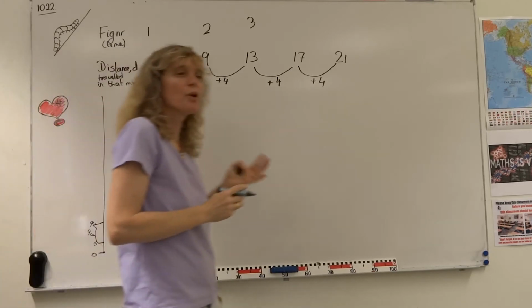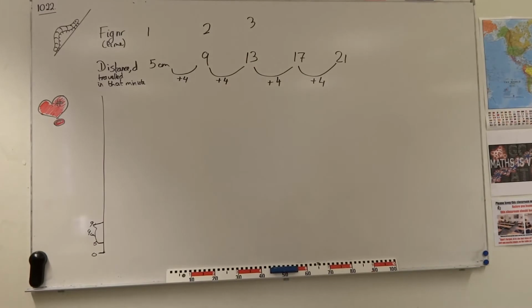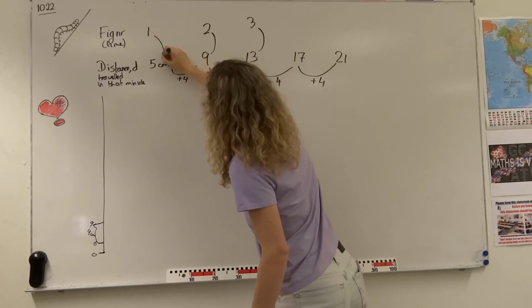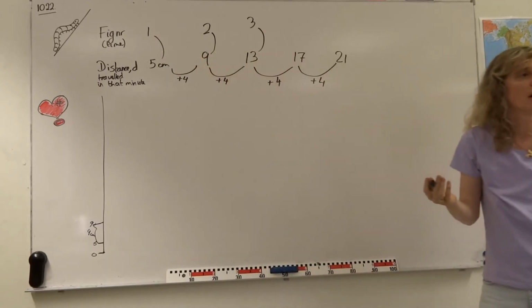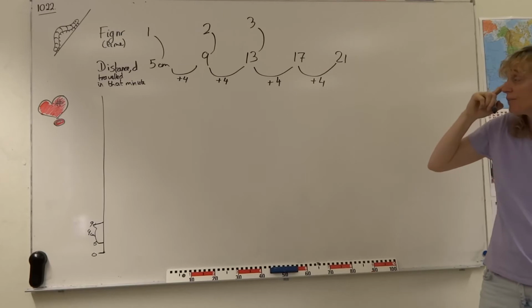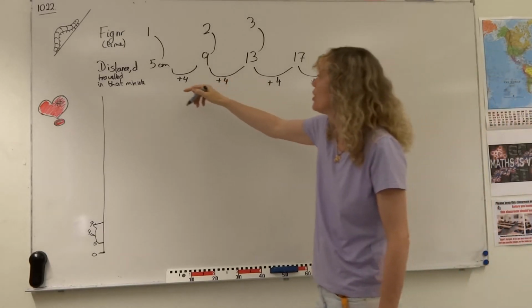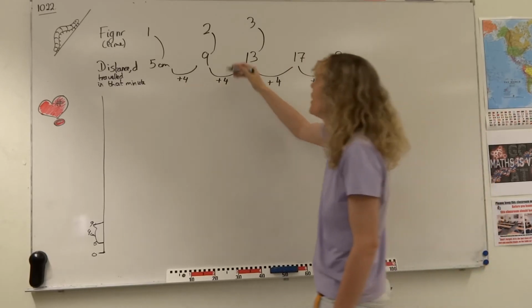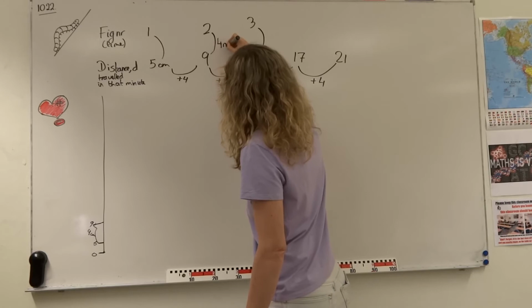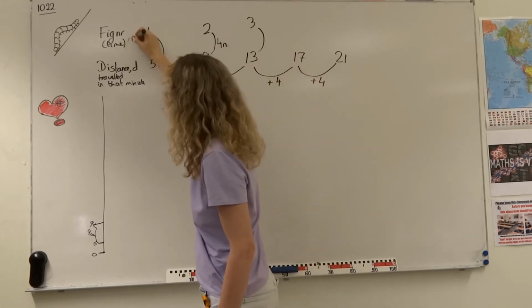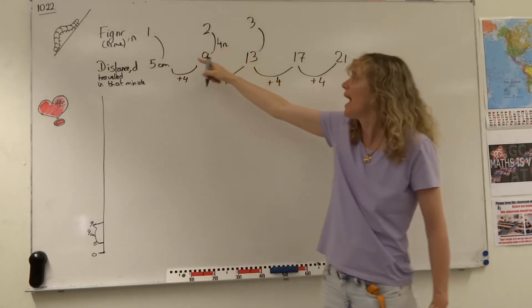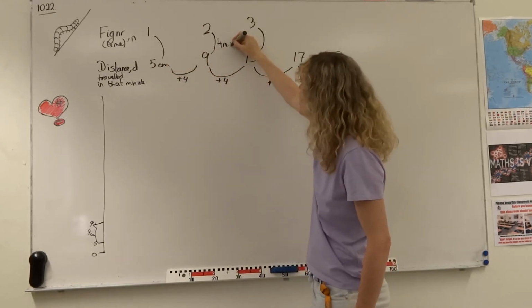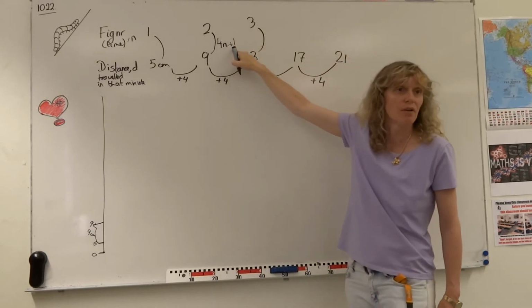So the question is, could we put this in terms of a formula? Could we think of a formula between figure number and the distance travelled? Well, we could, because what we're doing every time is adding 4. So we know that the formula must be 4 times n, the figure number. Would 4 times n give us the answer 5? No, we're 1 short. So 4n plus 1 would give us the answer 5.